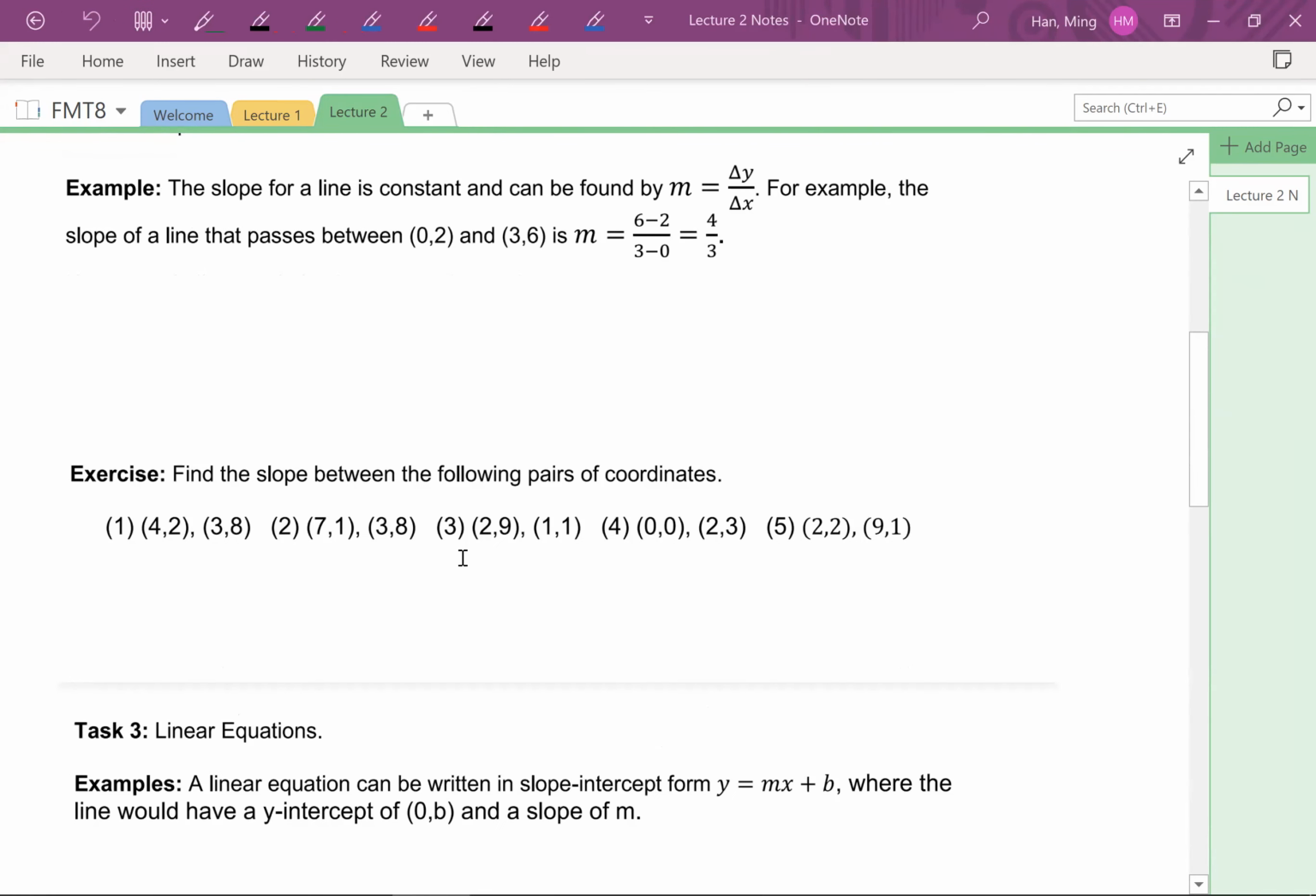Okay, so today we will be covering linear equations, slope, and functions. So starting off with the first one, we have what we call direct variation.